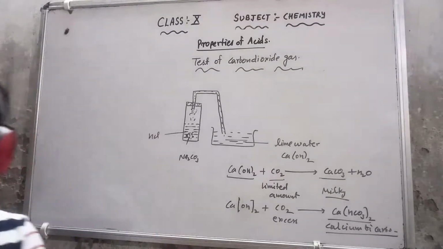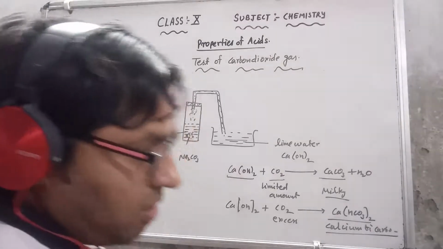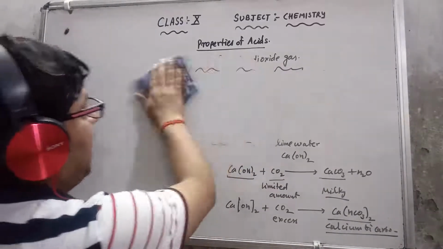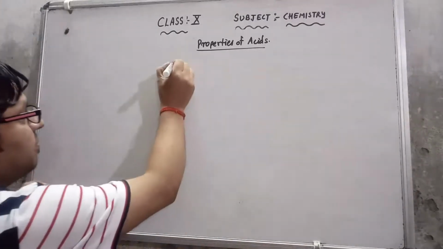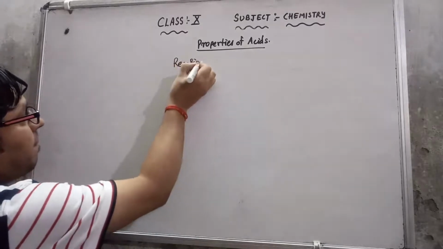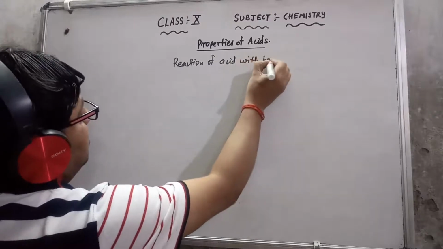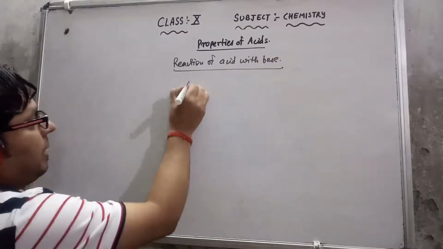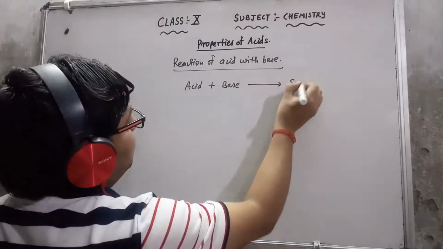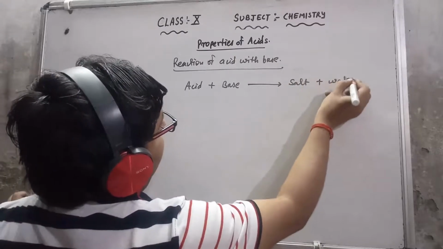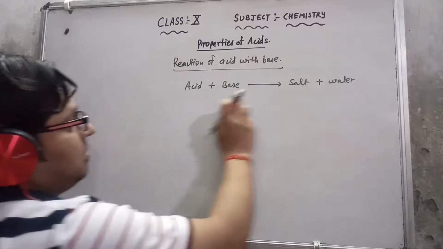Now I am going to the next equation. This is the reaction of acid with base. That means when an acid reacts with a base, it gives us salt and water. We have already read that when acid reacts with base it gives us salt and water.